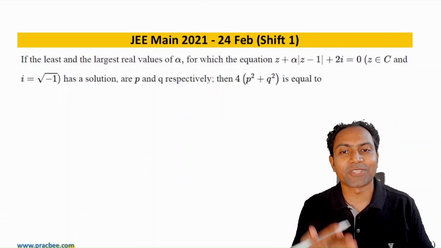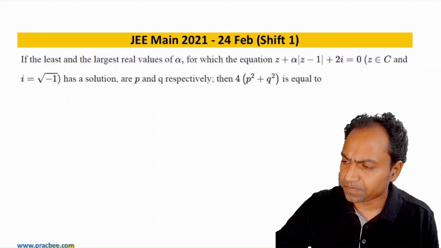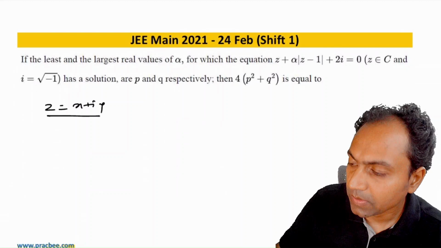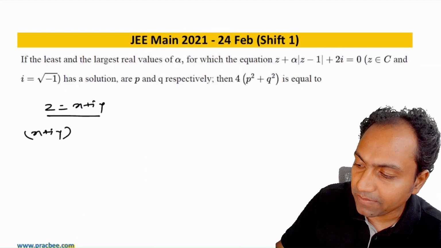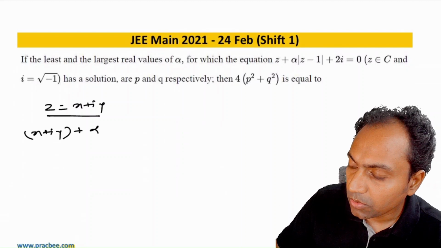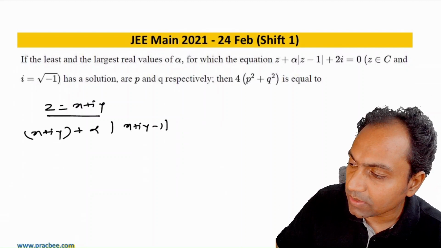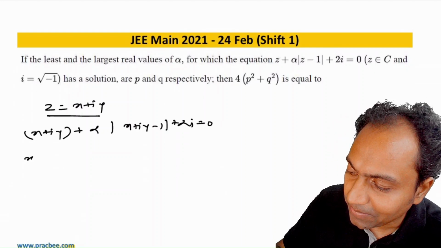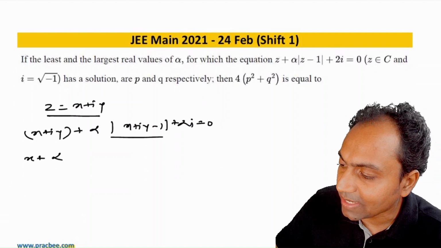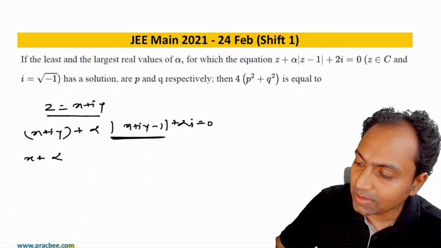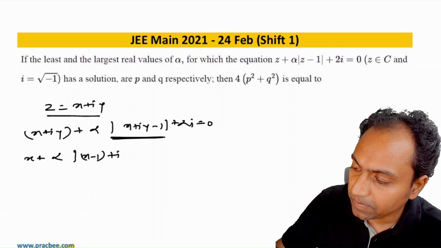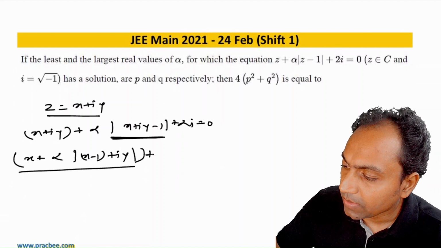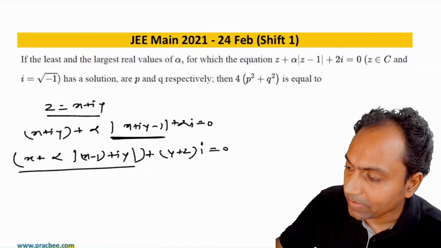Now let us look into the next question that was asked in JEE 2021. In this question, if I put the value of z as x plus iy, on my left hand side I will get x plus iy plus alpha times mod of (x plus iy minus 1) plus 2i equal to 0. Now if I separate the real part, it is going to be alpha. This (x plus iy minus 1) can be written as mod of (x minus 1 plus iy), and since it is a modulus, it is going to be a real value. So this is our real part, plus (y plus 2) into i. This is going to be the imaginary part.